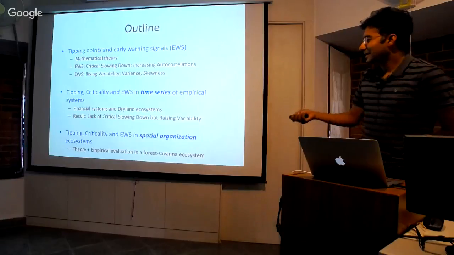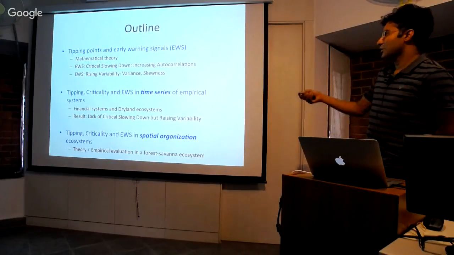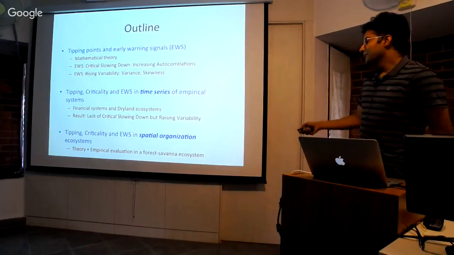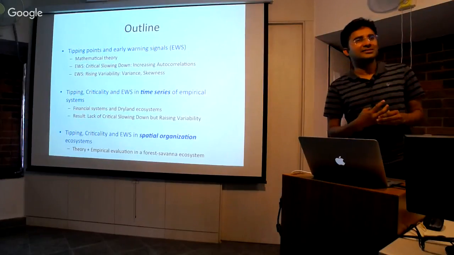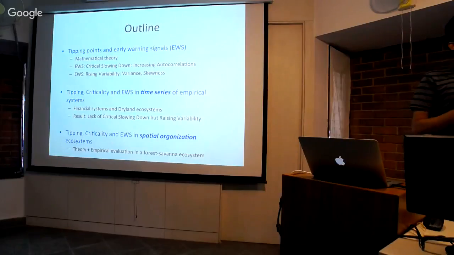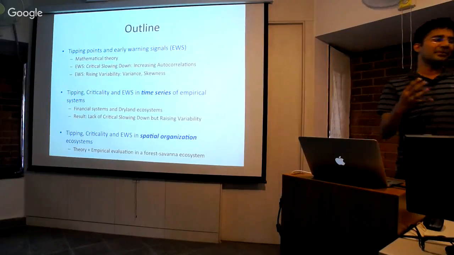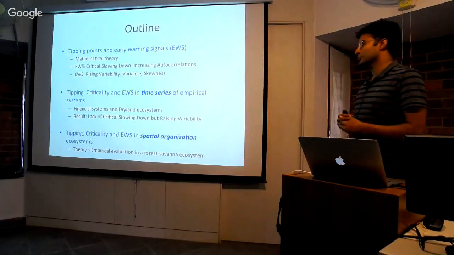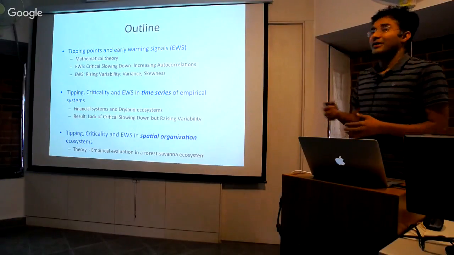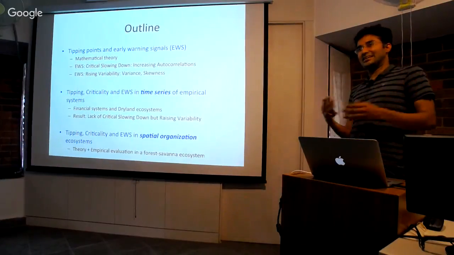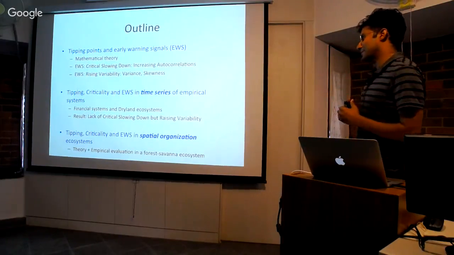And in the third part, which continues the same theme, if we have spatial self-organization, how does it relate to tipping points? So in some sense, the tipping point is the theme across all of these three topics I'm going to talk about. If we have temporal data, how can we infer tipping points? If we have spatial data in ecosystems, how can we infer tipping points?